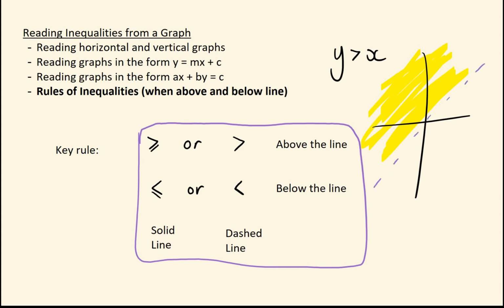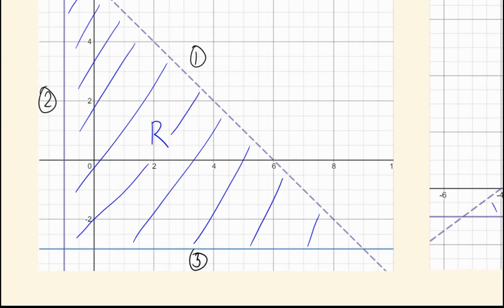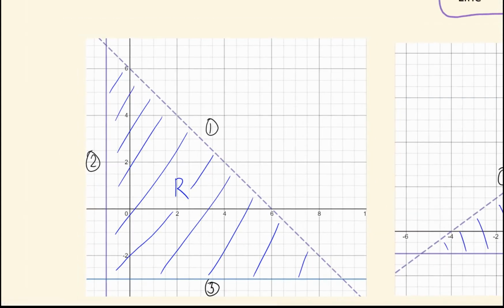Okay, let's see some typical exam style questions. So we've got two questions to try. In both of them, we're given some sort of region R, and we're asked to write down the three inequalities that are going to define that region. So basically we've got 3 lines here that bound the region, and we need to define each of those.